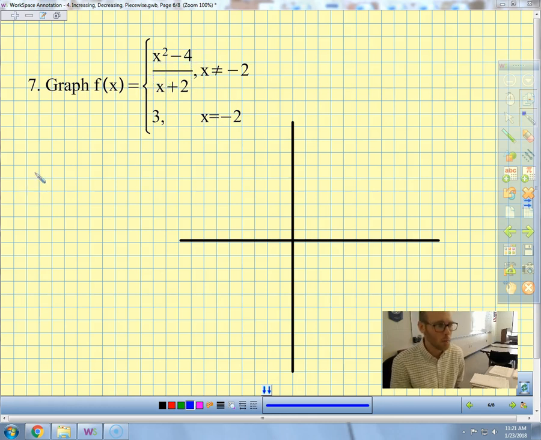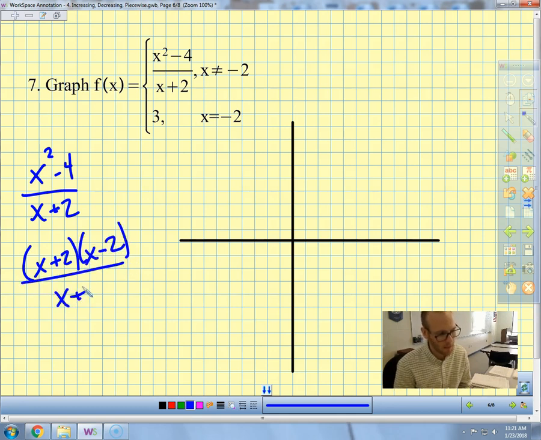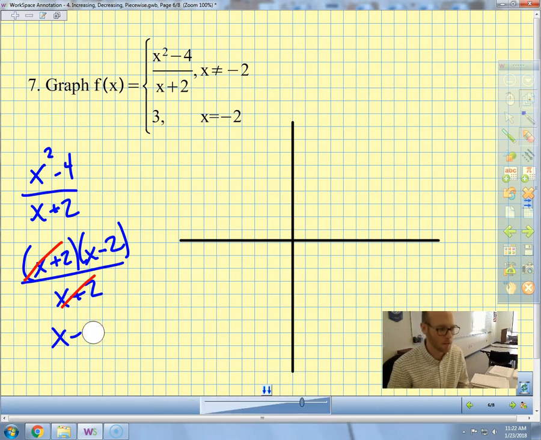Well, you might notice something when you look at that numerator and that denominator. Do you notice that the numerator is the difference of perfect squares? That's something that we can factor. That's x plus 2, x minus 2. And that's over x plus 2, isn't it? We worked on this in the past. Those x plus 2's cancel. This is equal to x minus 2. So this x squared minus 4 over x plus 2 really equals x minus 2.